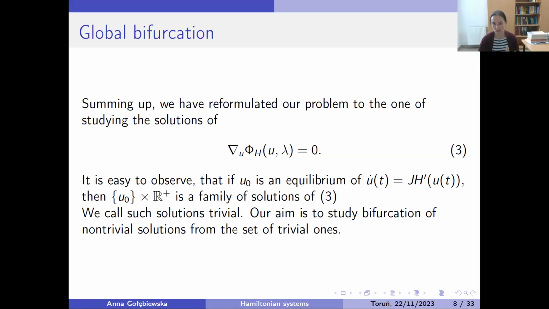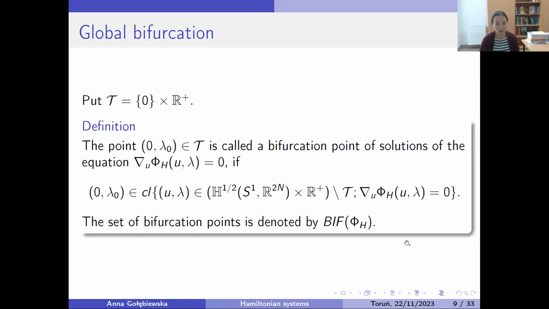But this solution coming from the constant function, we will call such solutions trivial, and we want to study non-trivial solutions. And the phenomenon we would like to study is the bifurcation of non-trivial solutions from the set of trivial ones. So what do I understand by bifurcation? I have this family of trivial solutions, and a point of this family is called a bifurcation point of solutions of the equation if it is an accumulation point of non-trivial solutions, so the solutions which do not belong to our family T.